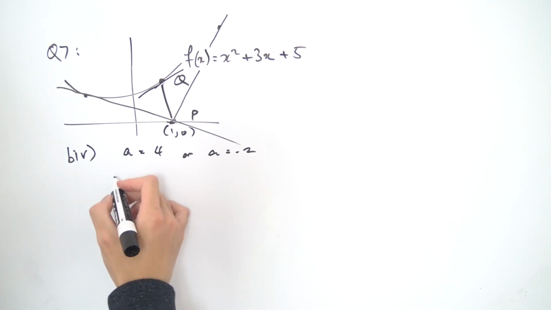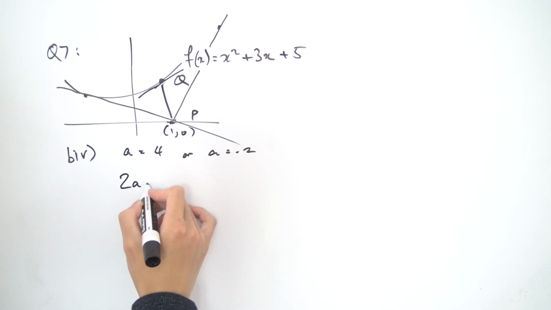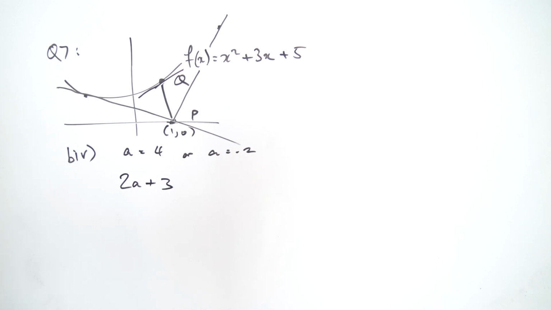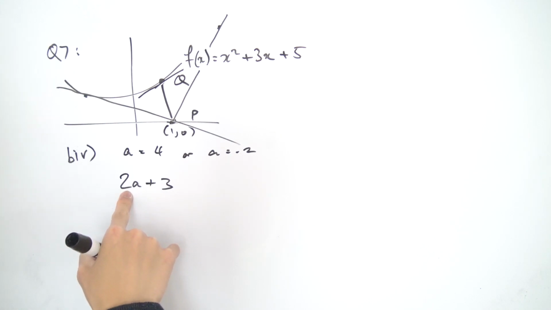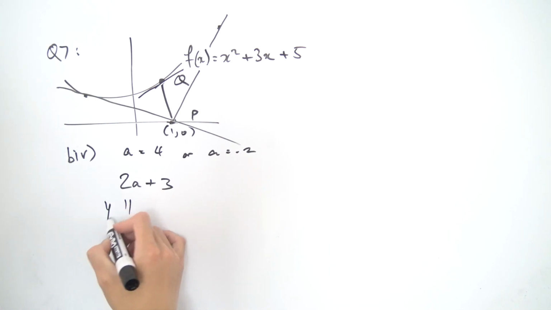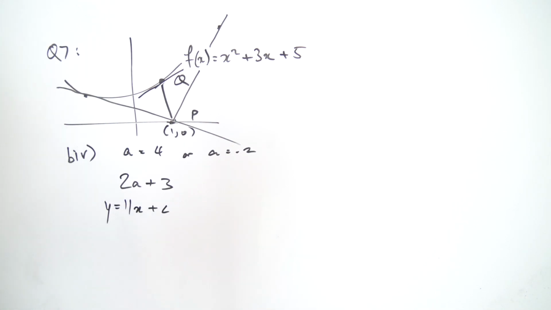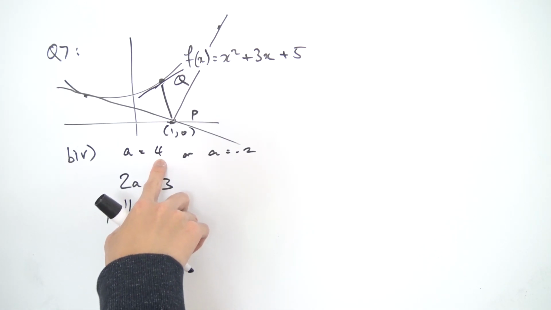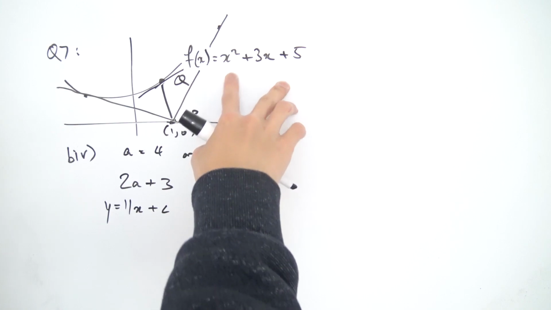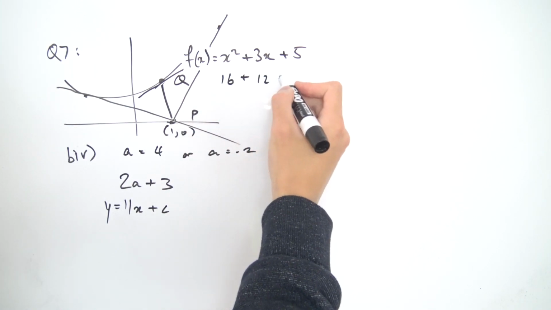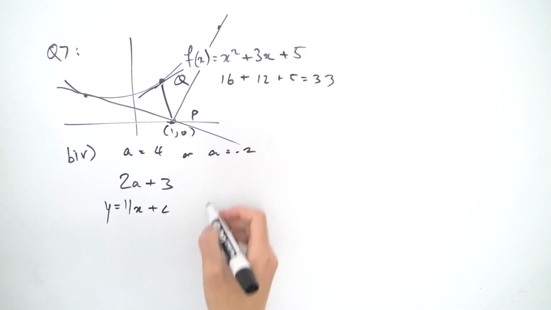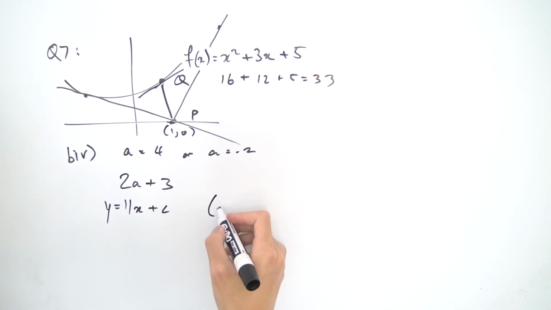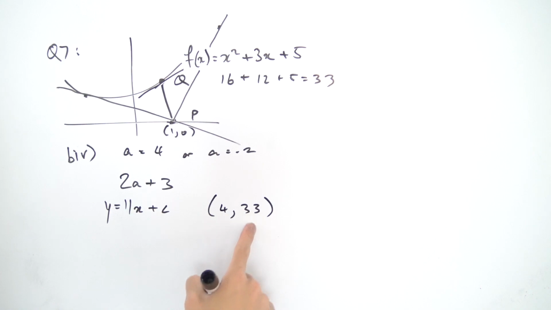So we know that the gradient of the tangent is given by 2a plus 3 from part B II. And if you plug a equals 4 in, you get a gradient of 4 times 2, which is 8, plus 3, which is 11. So that means you have the linear equation y equals 11x plus some kind of constant. And now if you plug a equals 4 into this f of x to find the y coordinate, you get 16 plus 12 plus 5. So 28 plus 5 is 33. So you have to sub in the point x, y equals 4 comma 33. So y equals 33.